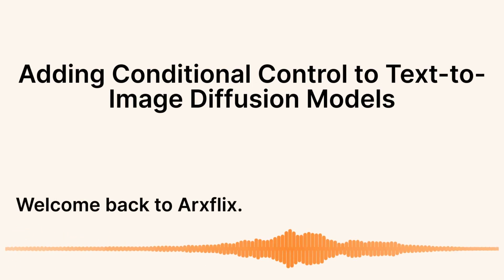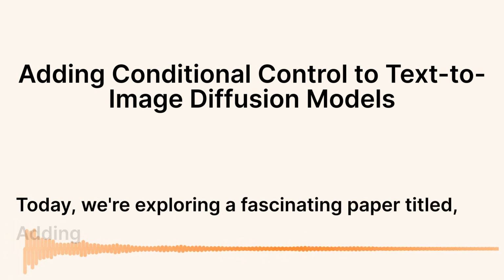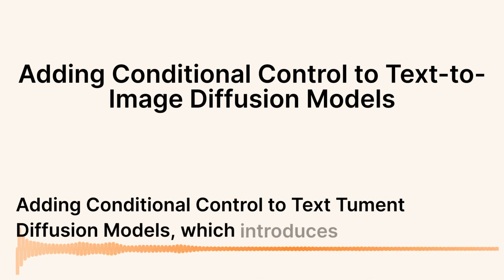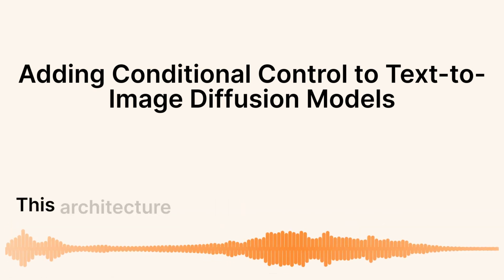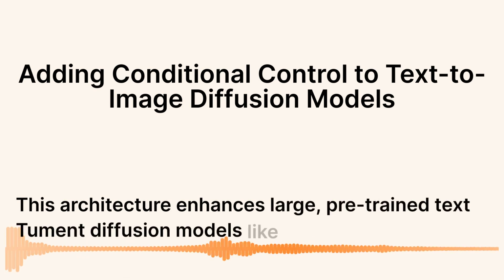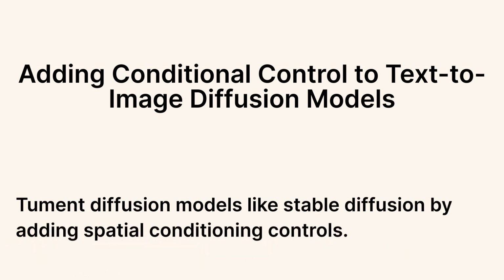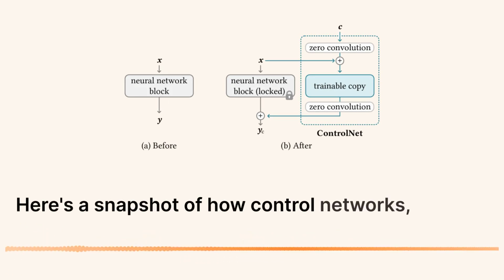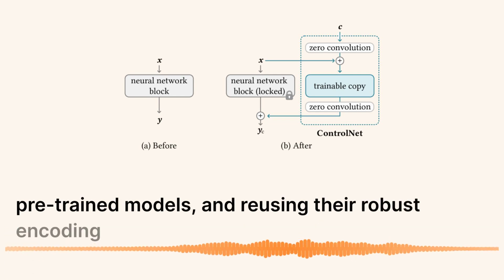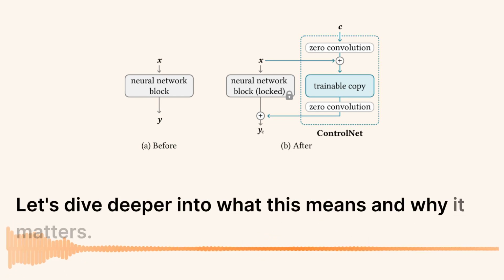Welcome back to Arxflix. Today, we're exploring a fascinating paper titled Adding Conditional Control to Text-to-Image Diffusion Models, which introduces ControlNet. This architecture enhances large, pre-trained text-to-image diffusion models like Stable Diffusion by adding spatial conditioning controls. Here's a snapshot of how ControlNet works, locking pre-trained models and reusing their robust encoding layers. Let's dive deeper into what this means and why it matters.